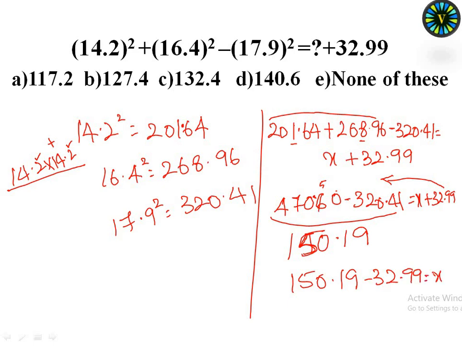This is now very simple. Now subtract 150.19 and 32.99. Suppose if you subtract, what will you be getting? You will be getting the answer as 117.2. Hence, this is the answer, that is option A. Is this clear guys? Okay.